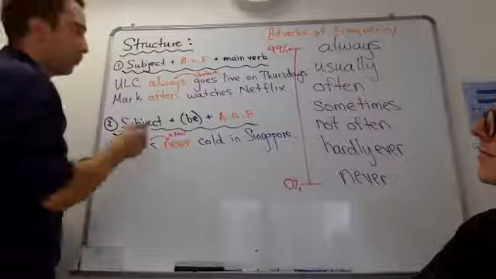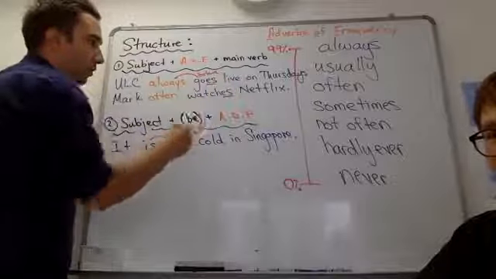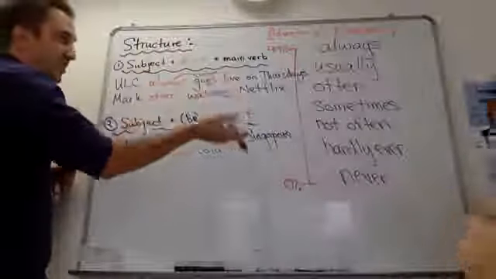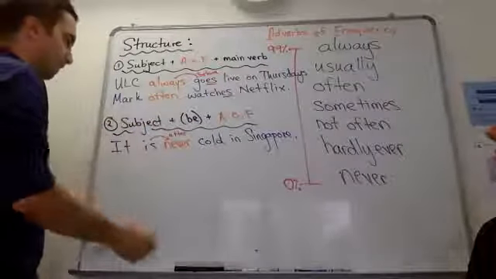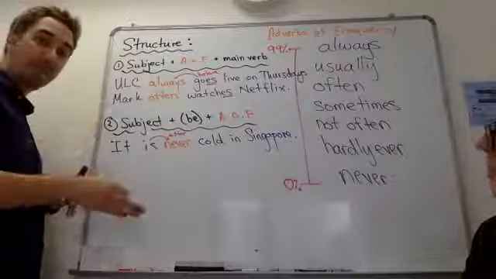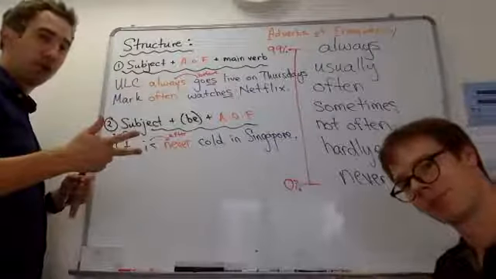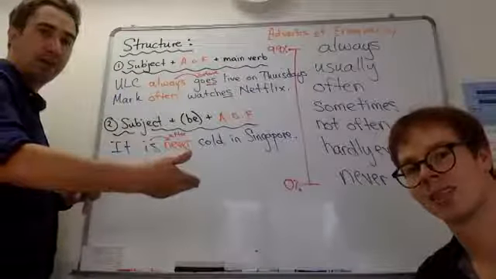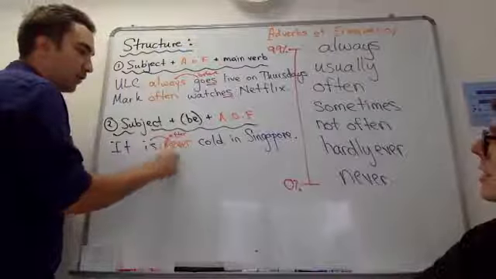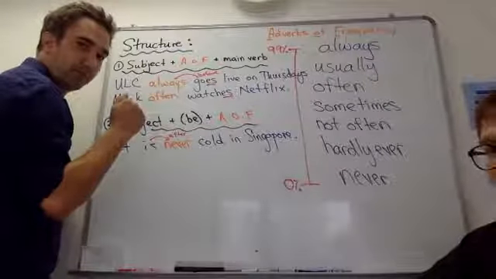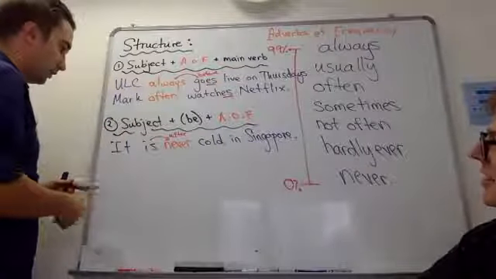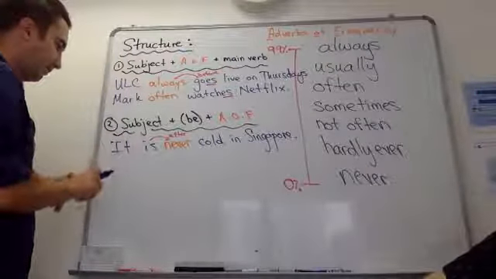This follows the same rules as any present simple. So I always go. Mark always goes. So rule number 2: subject plus be verb, is or are, plus AOF. So we can say it is never cold in Singapore. Unless you're inside. Right now, a little bit cold. Mark, give me another example.